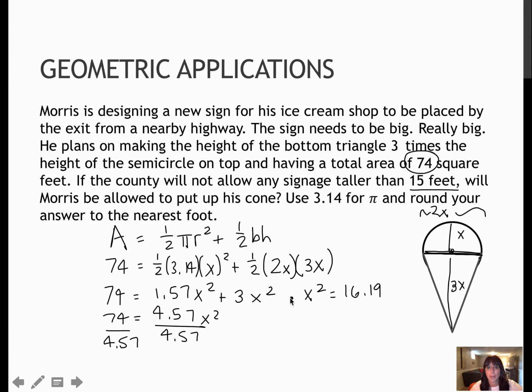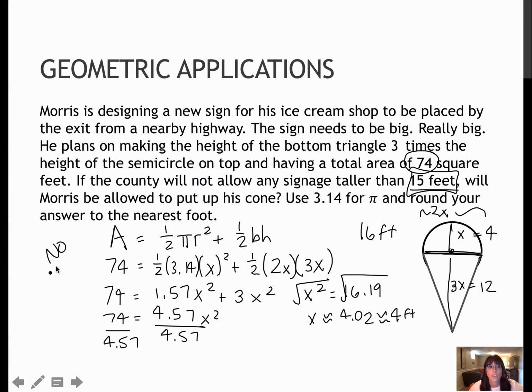Again, I'll leave that decimal in my calculator, take the square root of each side, and get that x is about 4.02. I'm going to round that answer to the nearest foot, so I'm going to say it's about 4 feet. But the question says, can he put up his cone if x is 4? So if x is 4, then this distance is 4 and this distance is 12, leaving us with a total height of 4 plus 12, or 16 feet. They won't let us have anything taller than 15 feet, so no, sorry Morris, you can't have your sign.